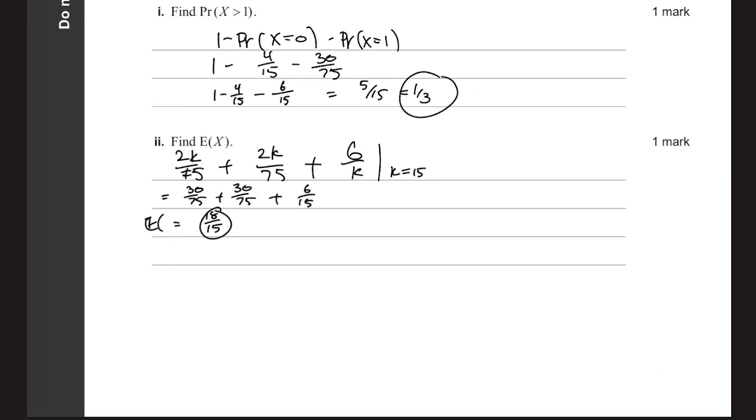I should just write EX. Just one thing to note with this in post, I should have simplified that. That should be 6 on 5.